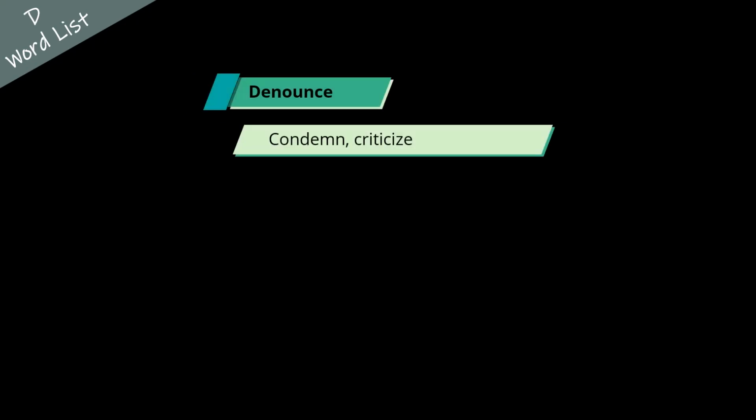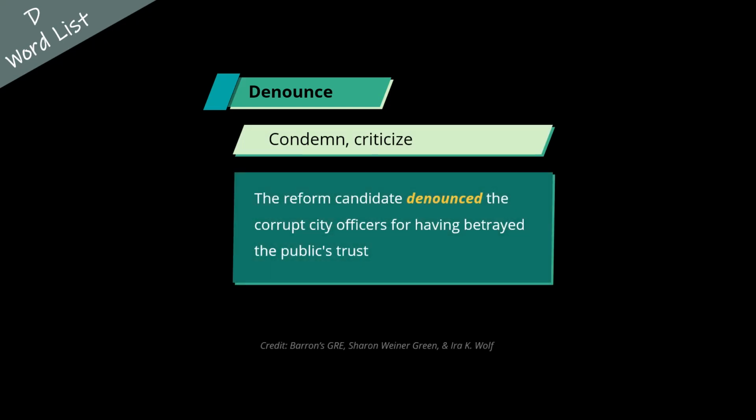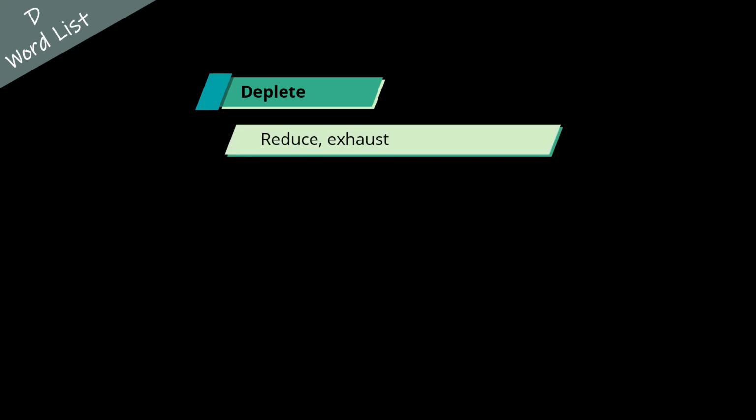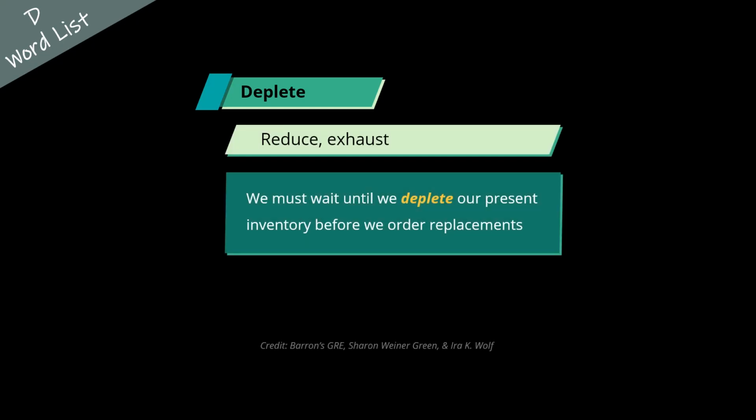Denounce means condemn, criticize. For example, the reform candidate denounced the corrupt city officers for having betrayed the public's trust. Depict means portray. For example, in this sensational exposé, the author depicts Beatle John Lennon as a drug-crazed neurotic. Deplete means reduce, exhaust. For example, we must wait until we deplete our present inventory before we order replacements.